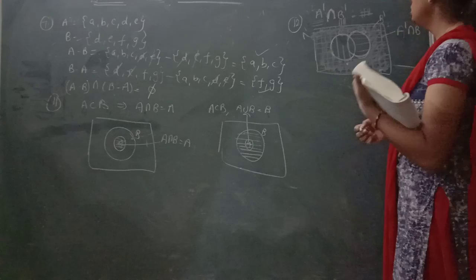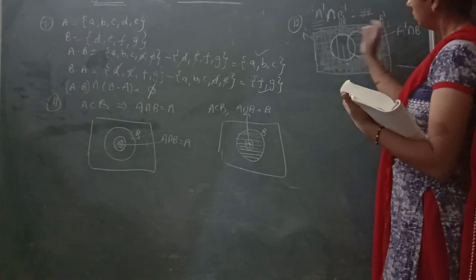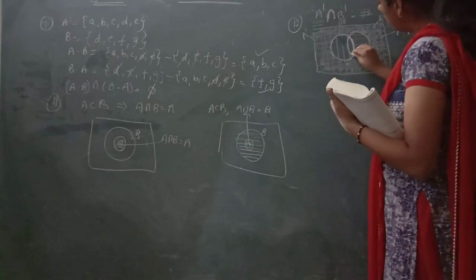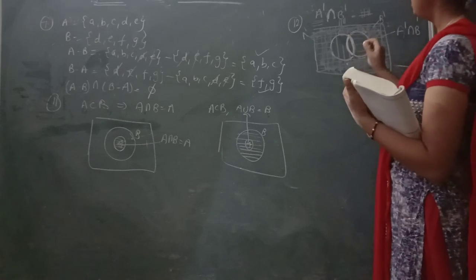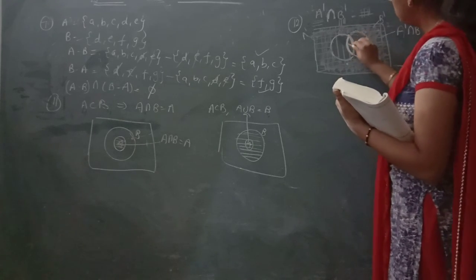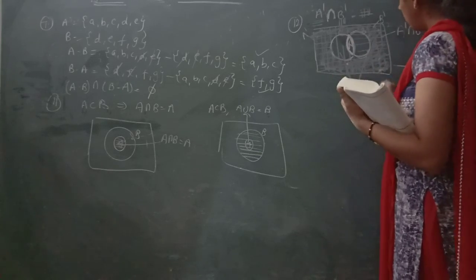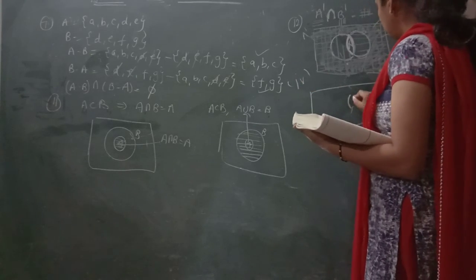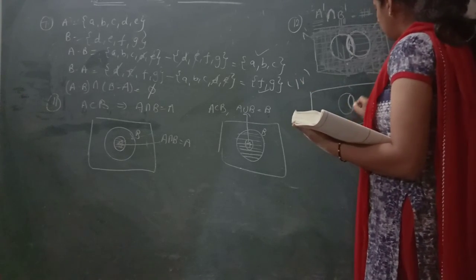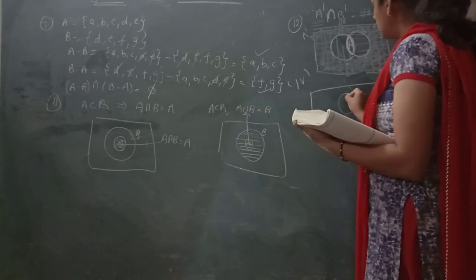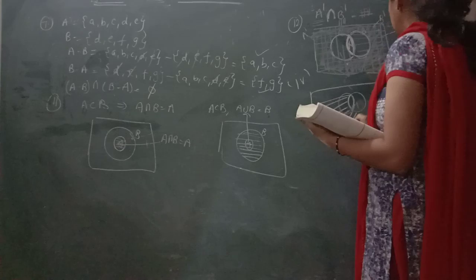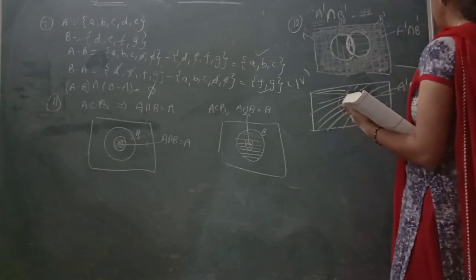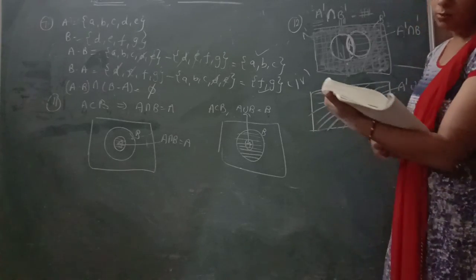Now come to the union. What is a union? You have to take the whole thing, either this line or this line. So leave only this part and the rest is your A complement union B complement. So this is the Venn diagram of question number 12.